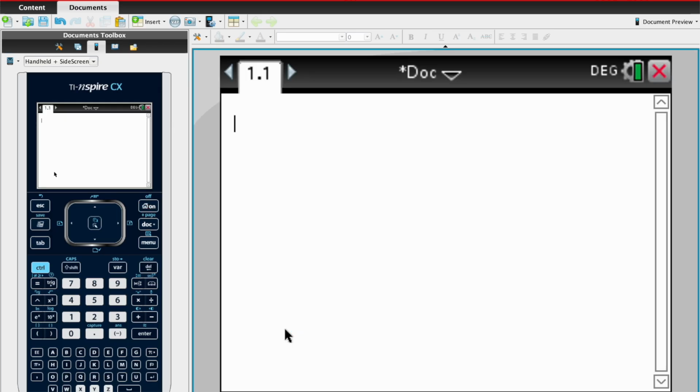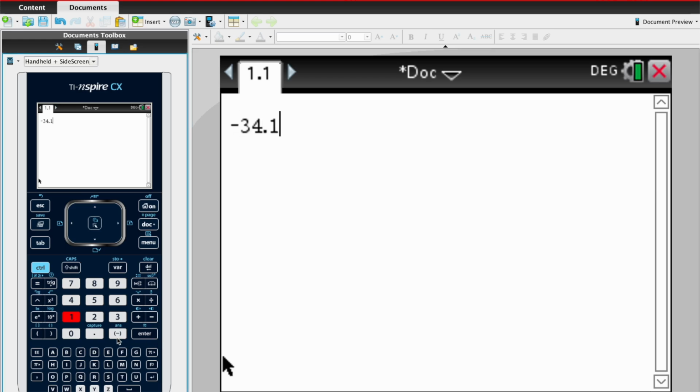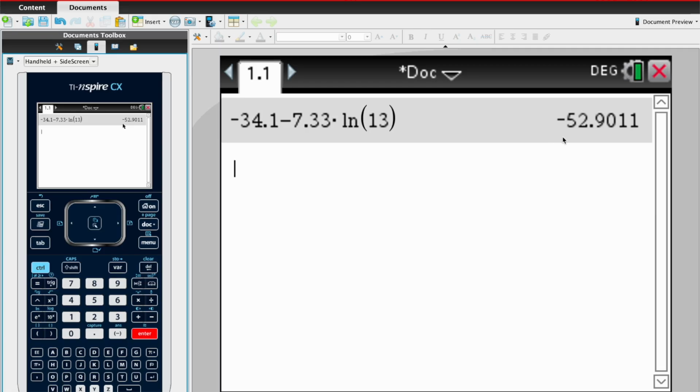Here we go. So negative 34.1 minus 7.33. Let's go inverse. So the inverse of the exponential is ln. Ln, and then the wind speed on this day was 13. Okay. So there it is. On this day when it's negative 40 degrees in terms of the air temperature and the wind speed is 13 kilometers an hour, it feels like it's negative 52.9.